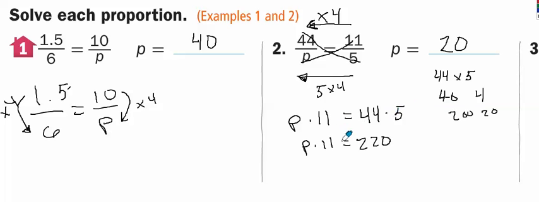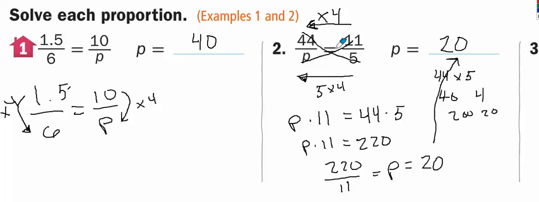Now what that leaves us with is, like we said in problem 1, if P times 11 is 220, then 220 divided by 11 must equal P. We just use fact family from elementary school. Well, 11 goes into 22 twice, gives us 0, so 20 is our final answer. And if you look, it matches what we did using the scale factor idea. So we're good to go.